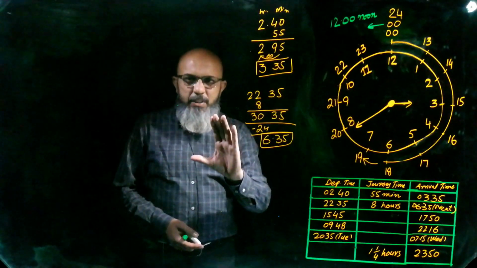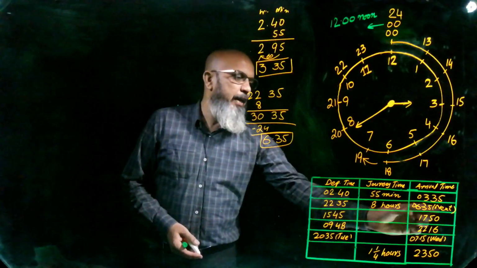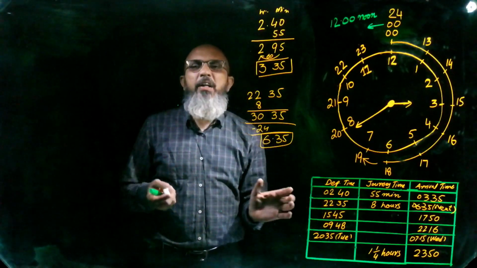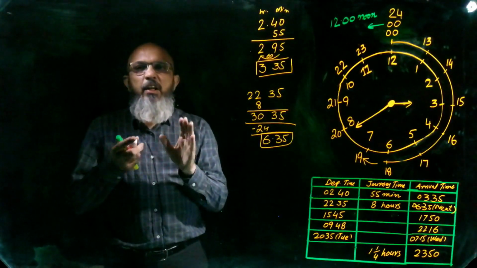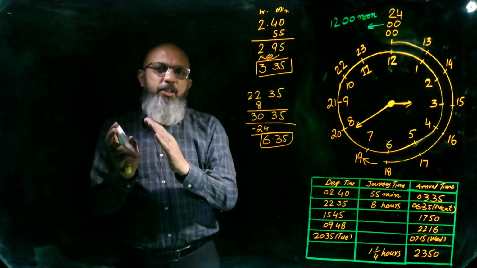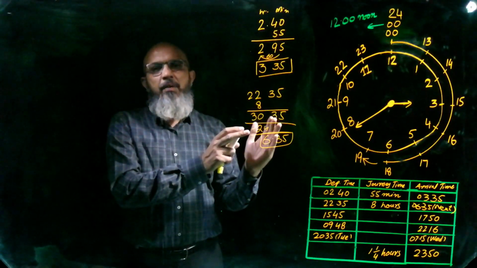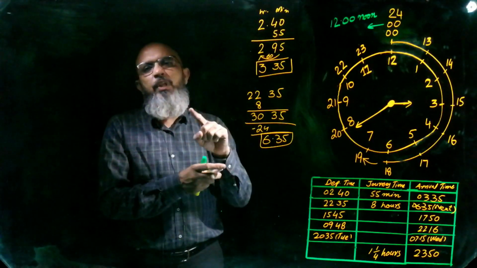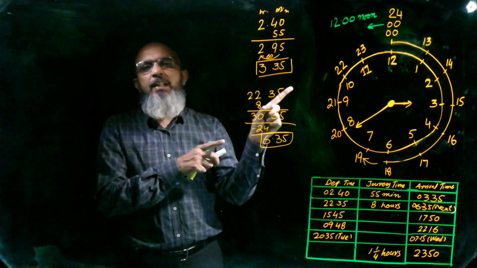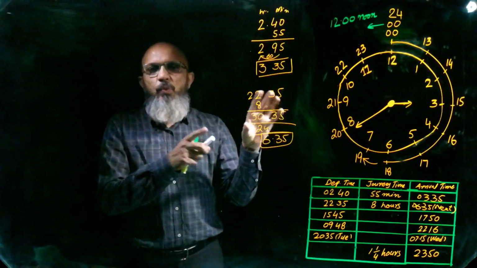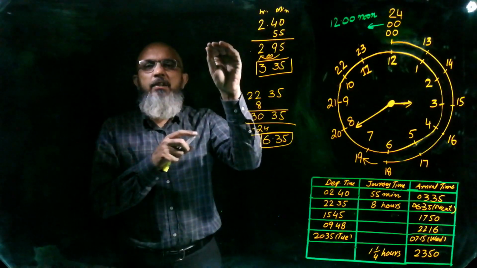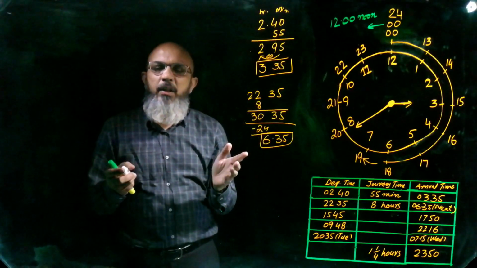Now two times are given to you, that is departure time and arrival time, and you have to find the journey time. So simply we will subtract departure time from your arrival time. Means you leave the house for school at 7:30, you reach your school at 8 a.m. So what is your journey time? You will subtract 7:30 from 8 a.m. You will get 30 minutes.